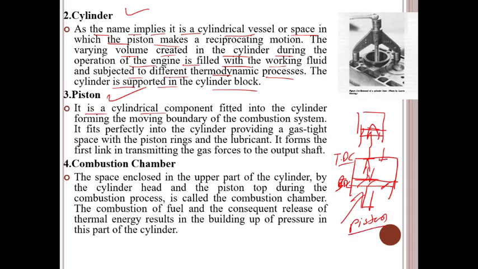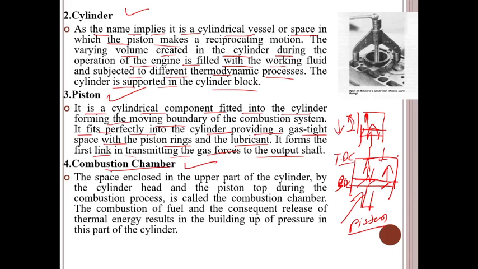It is a cylindrical component fitted into the cylinder, forming the movable boundary of the combustion system. This forms the boundary between TDC and BDC. It fits perfectly into the cylinder, providing a gas-tight space with the piston rings and lubricant. So it forms the first link in transmitting the gas forces to the output shaft. There is a process: compression, expansion, power stroke and exhaust. Due to the motion of the piston up and down, power is produced.